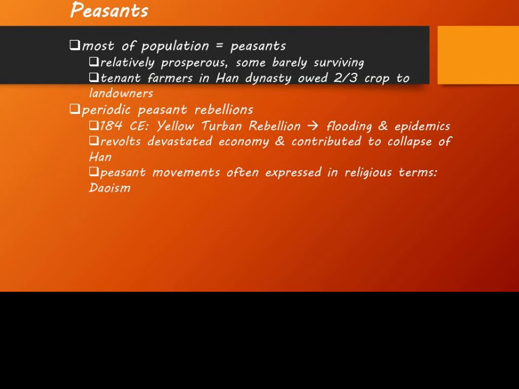Okay, let's move on to the peasants. In Chinese history, most of the population has been peasants, even today. Some have been relatively prosperous, which I know defeats the meaning of the word peasant. And then some have barely survived, which sounds more like what a peasant is. The tenant farmers in the Han Dynasty owed as much as 2/3 of their crop to landowners. And that's a lot to pay in taxes. That's 66% paid in taxes. And so that's a lot of pressure on peasants.